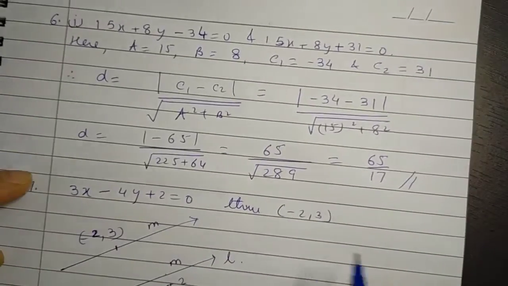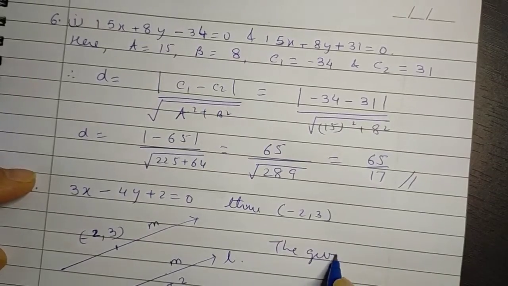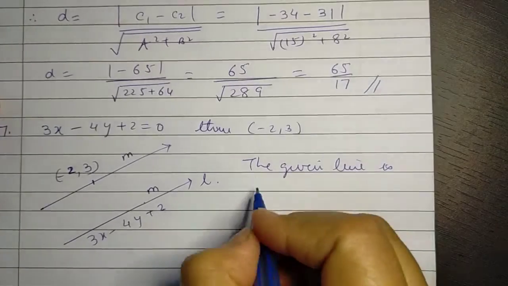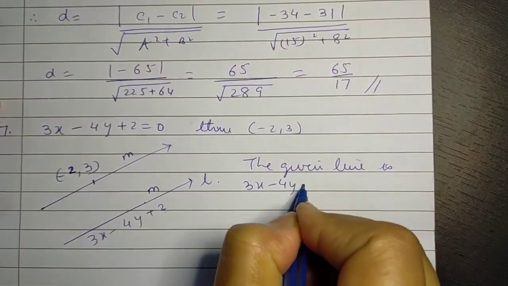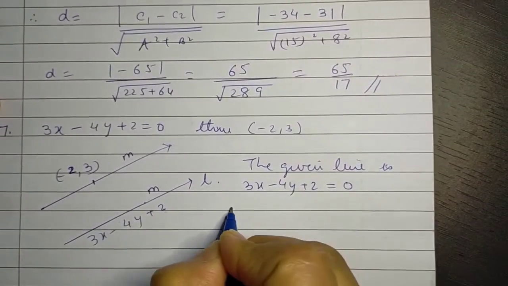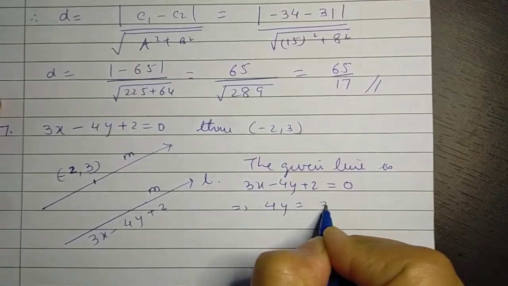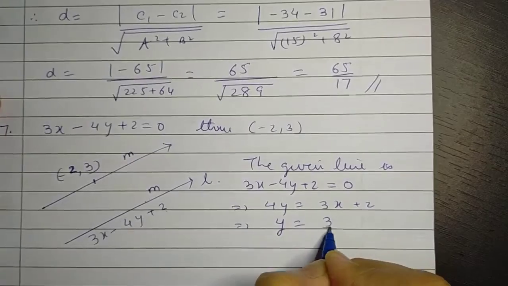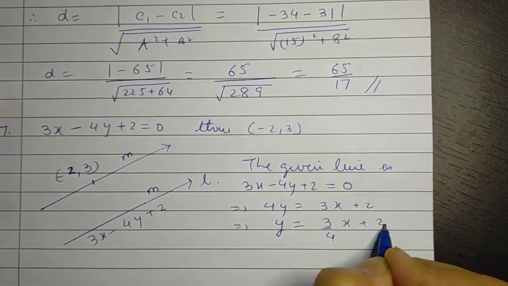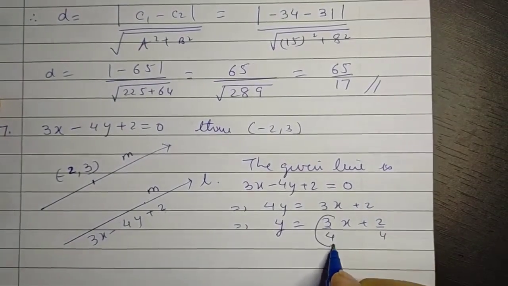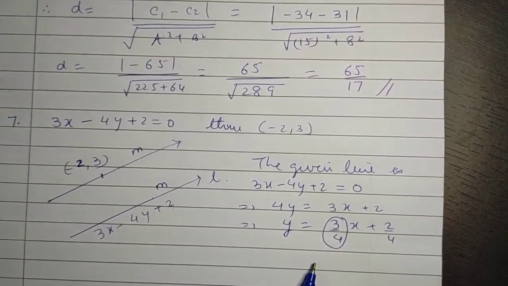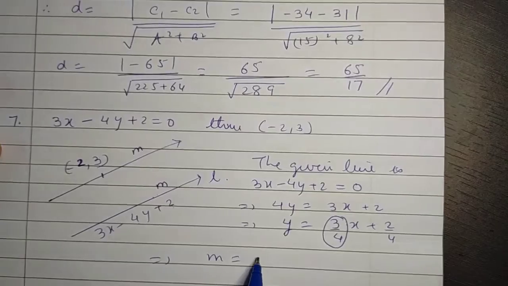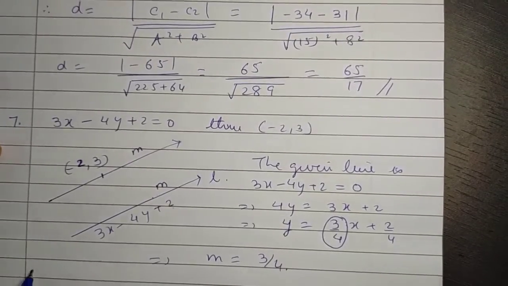Now let's solve this. The given line is 3x - 4y + 2 = 0. Solving, we get 4y equal to 3x + 2, which gives us y equal to 3/4 x + 2/4. Here we are interested only in the coefficient of x, which gives us the slope of the line, m, given to be 3/4.